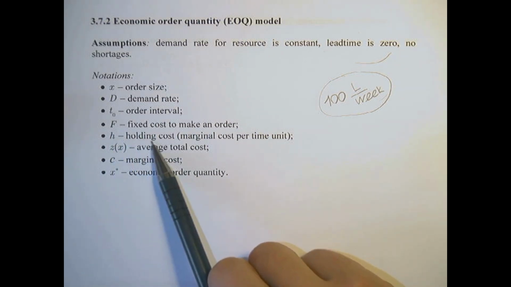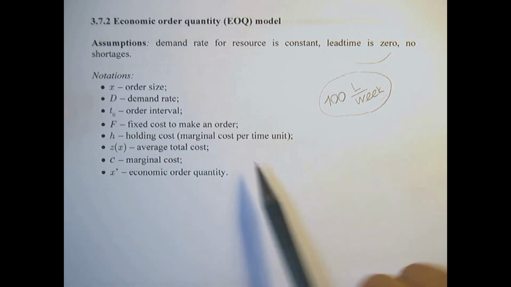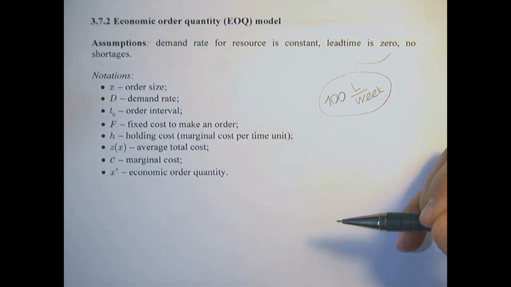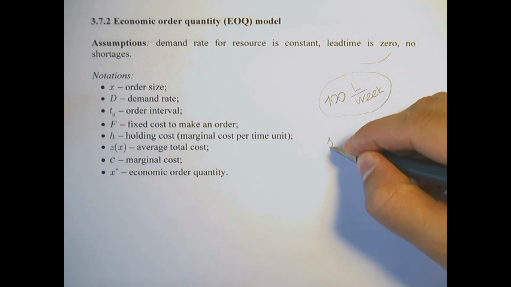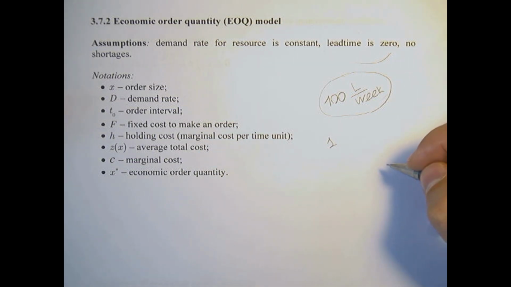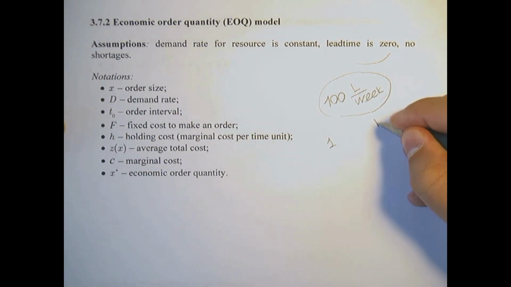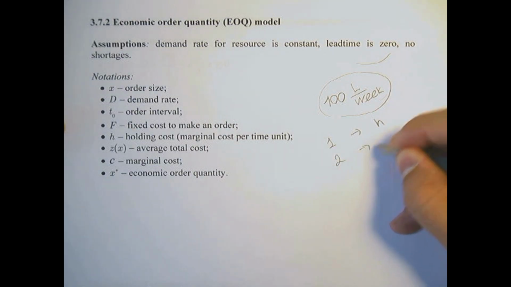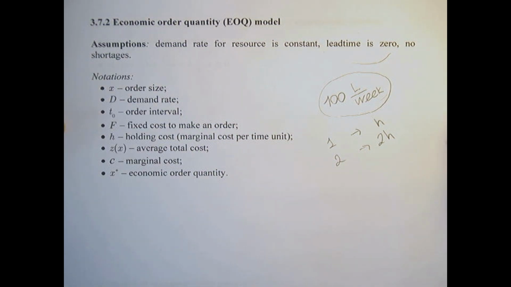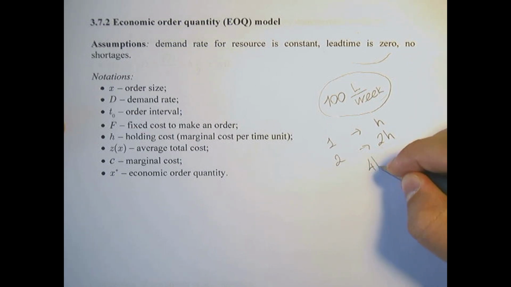Small h is the holding cost, so it is the marginal cost per time unit. For instance, if we pay for holding 1 liter of orange juice for 1 week at our shop, we pay h. If we keep 2 liters of orange juice for 1 week, we should pay 2h. And if we keep 2 liters of orange juice for 2 weeks, we should pay 4h.